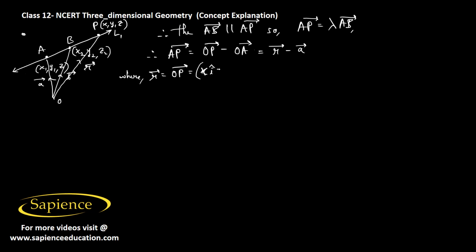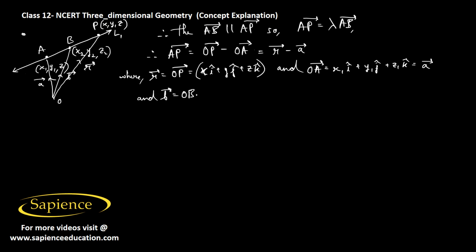obviously xi cap plus yj cap plus zk cap, and OA vector will be obviously equal to x1 i cap plus y1 j cap plus z1 k cap, and that is also equal to A vector. And B vector is nothing but OB vector, which is the position vector of the point B. And A vector is the position vector of the point A, which is given on the line. So OB vector would be obviously x2 i cap plus y2 j cap plus z2 k cap.